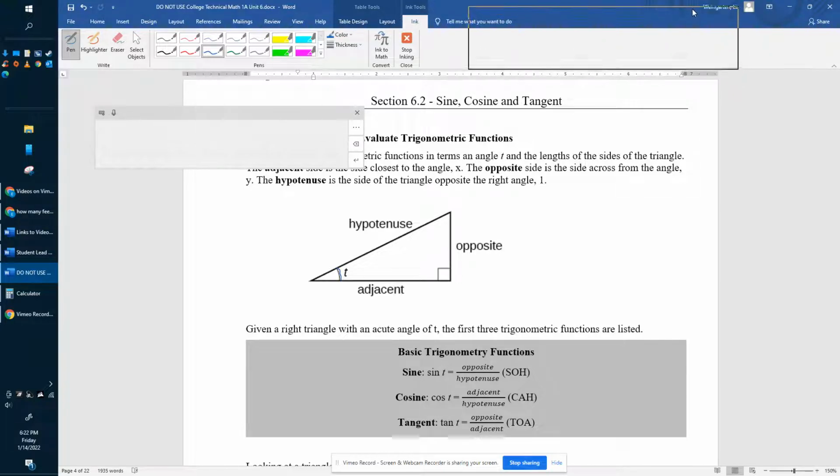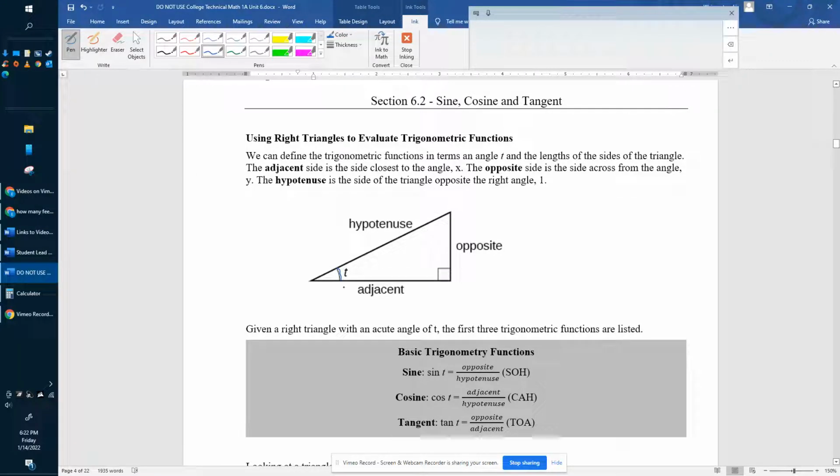Now, when we are looking at describing the sides of the triangle, the side opposite of angle T is called the opposite. The side that's touching angle T, that is not the hypotenuse, the shorter side, is adjacent. And the longest side of the triangle, which is always opposite of the right angle, is the hypotenuse.